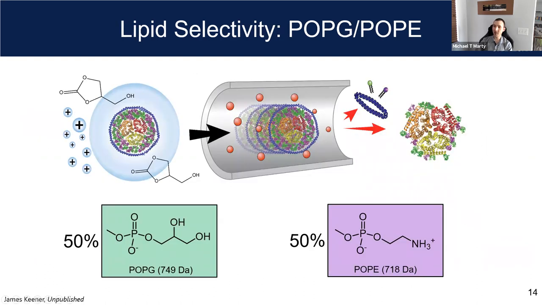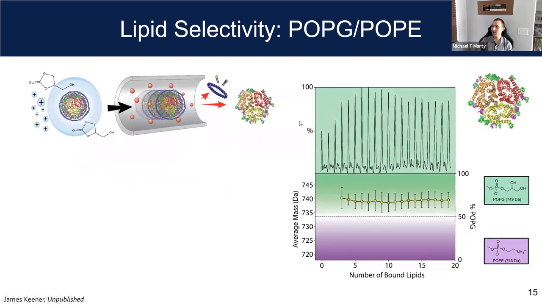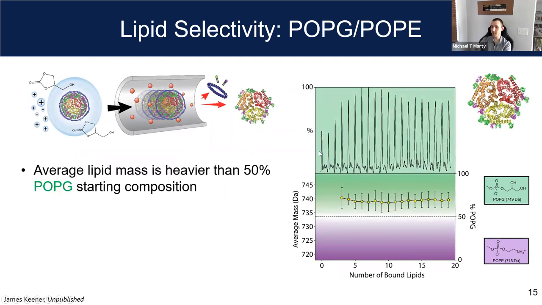So then we did this with POPG and POPE. Now, instead of having two very similar lipids, POPG has that anionic charge, a very different sort of overall character. We did the same thing, put it in the nanodisc, broke it apart, smashed everything and saw what fell out. We get a very similar looking distribution of peaks. But now when we look at the average lipid mass, we can see it's heavier than the expected 50-50 distribution. All right, so we would expect it should fall on this line like we saw on the last slide, but everything now falls slightly higher.